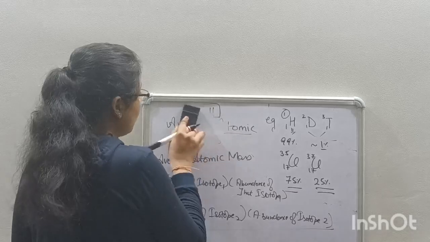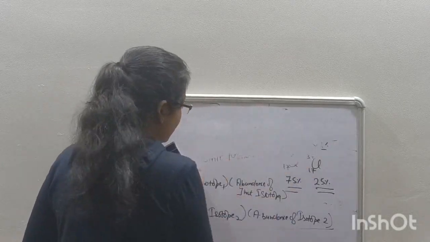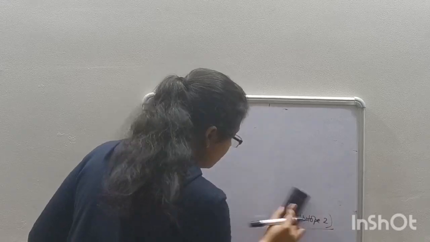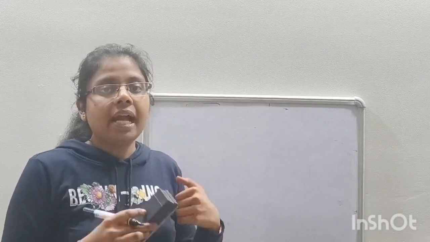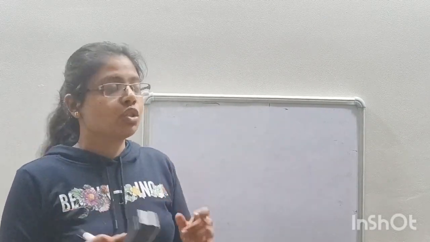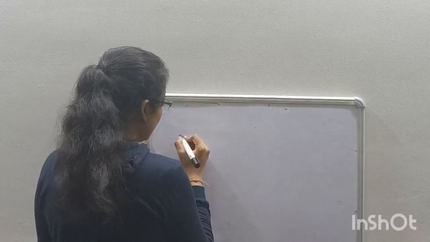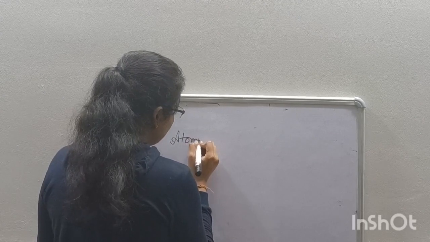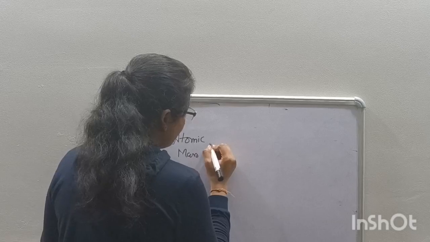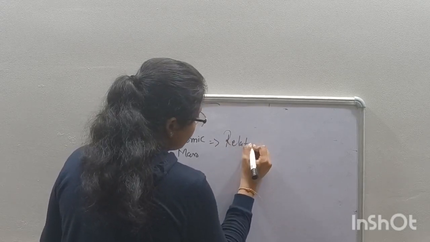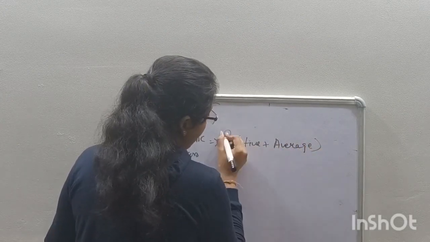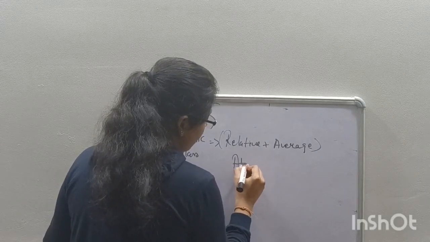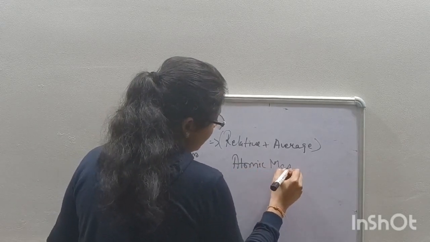So now let's take a quick recap of what we have learned, so that we come to the conclusion of how this atomic mass came. When we see the periodic table, we see two things. Atomic masses are in the form of decimals. Second, atomic mass is in the unit U. So the atomic mass in the periodic table is relative atomic mass plus average atomic mass. What is the meaning of relative?